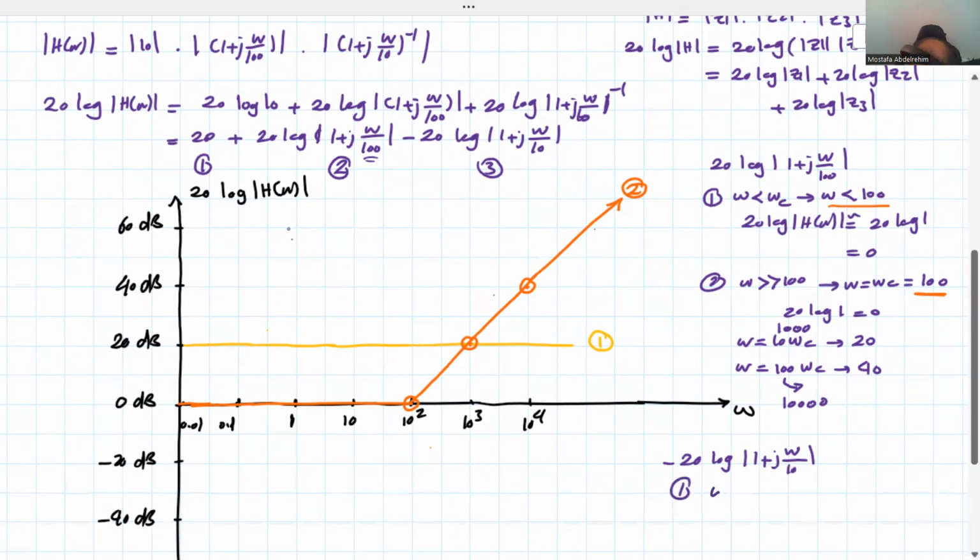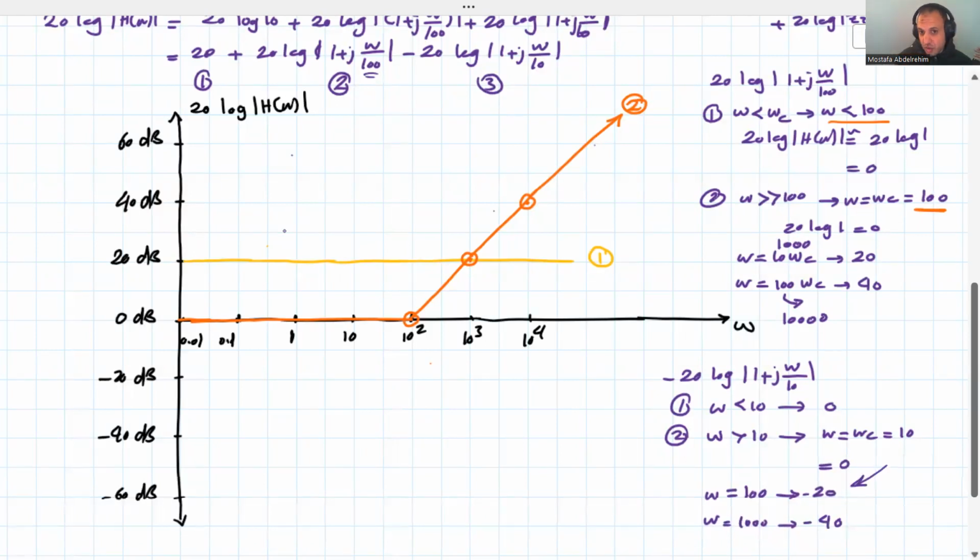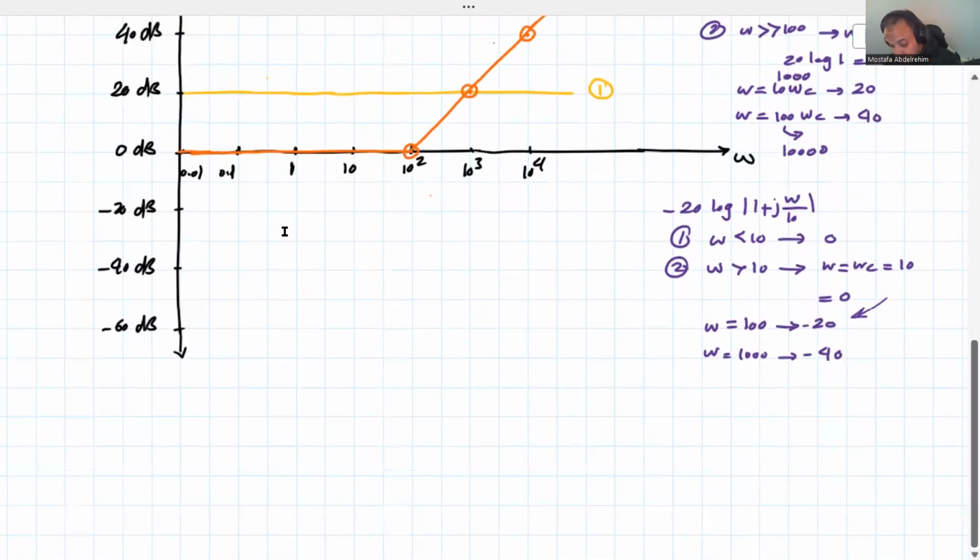So 2 cases: omega less than 10, that's 0. Omega larger than 10, much larger than 10 actually. Let's have a couple of points. Omega equal to omega c equal to 10, that will give us 0, 20 log 1. Omega equal to 100, 10 omega c, that will give us minus 20. Omega equal to 1000, that will give us minus 40, and so on. If you don't know how we get that, just go back to our previous videos. I'm going to review a simple one here.